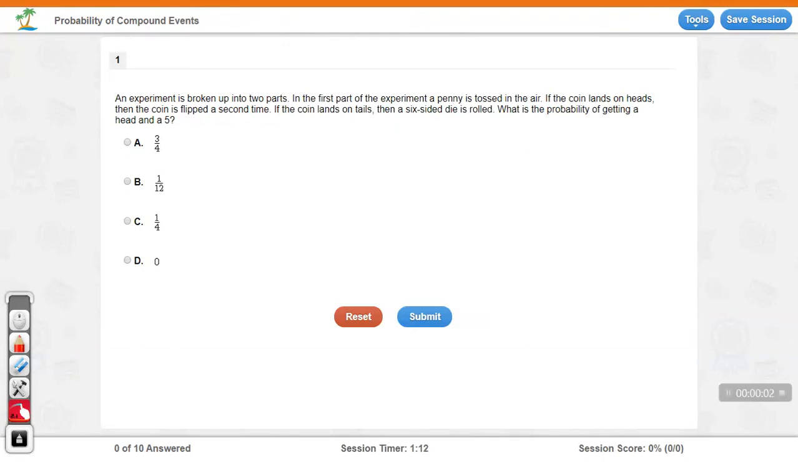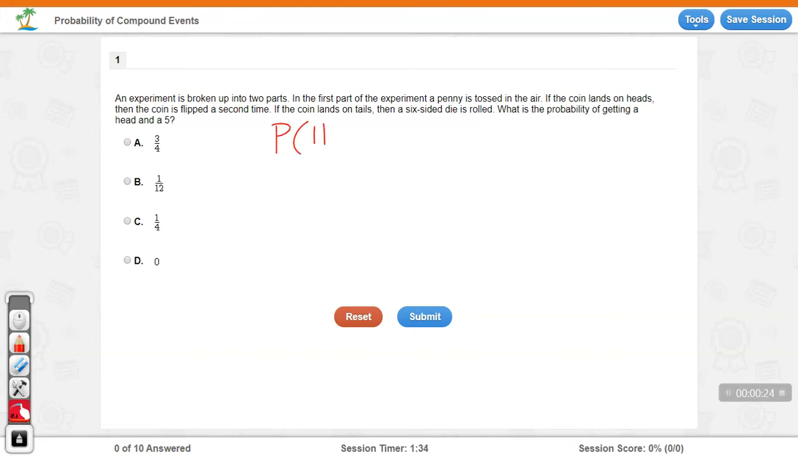All right, we're going to look at some examples on Study Island of compound probability just to work out some of these together, just in case you're looking for more examples. In this case here, an experiment is broken up into two parts. The first part of the experiment, a penny is tossed in the air. If the coin lands on heads, then the coin is flipped a second time. If the coin lands on tails, then the six-sided die is rolled. What's the probability of getting a head and a 5?